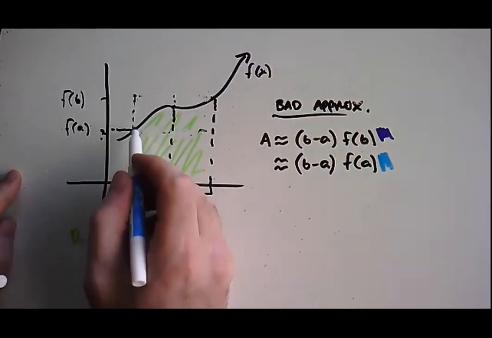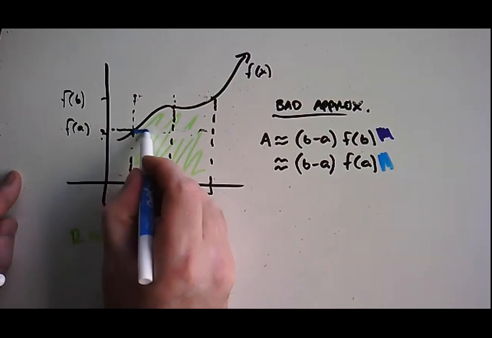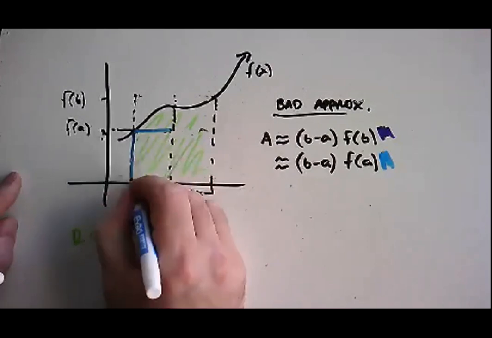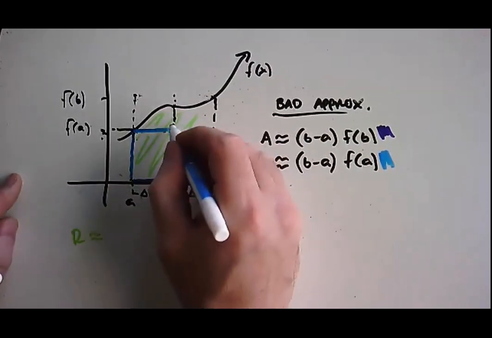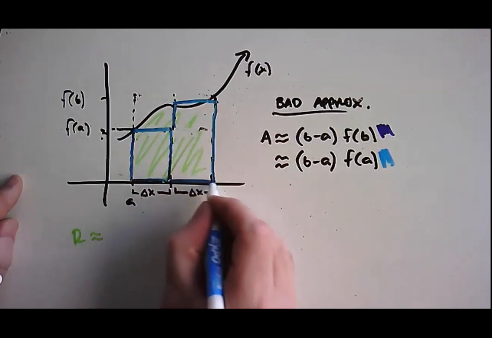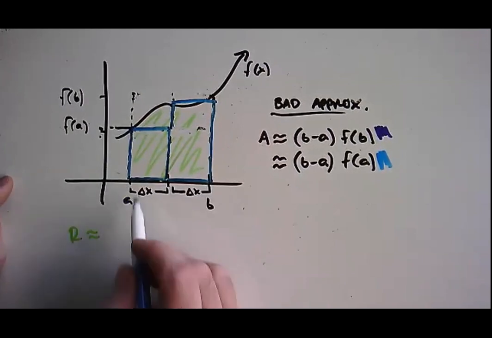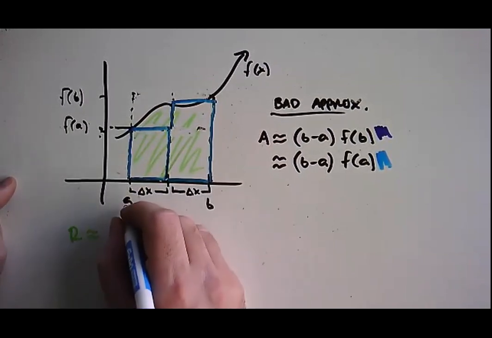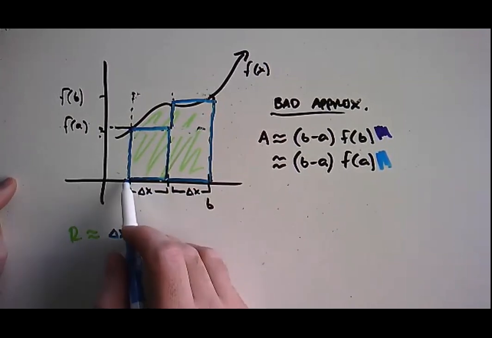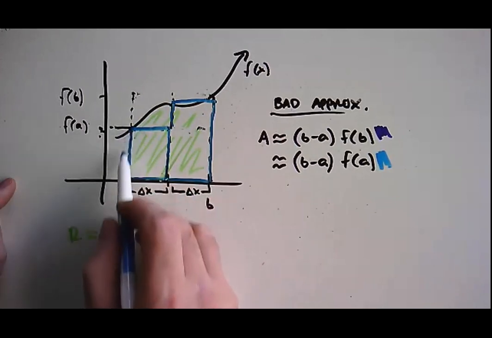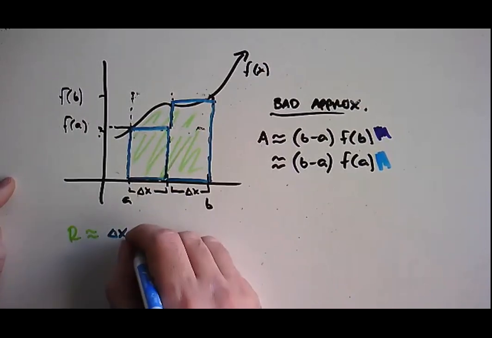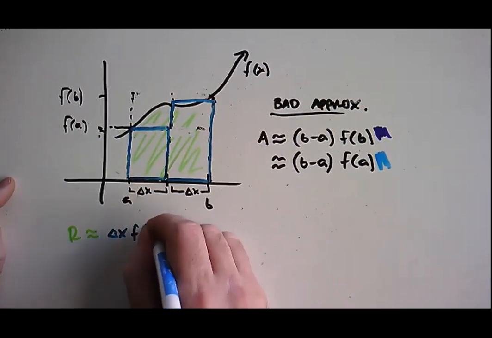If I use the left-hand endpoints, what I'm going to do is take the left-hand side of each rectangle, go up to the function, and use that for the height. So if I did that, here would be my first rectangle, and then here would be my second rectangle, and we'd add those two things together. So how would I calculate that? Well, the first rectangle has width delta x, and it has height f of a, because we use the left-hand side of that rectangle to calculate the height following the function. So delta x times f of a.